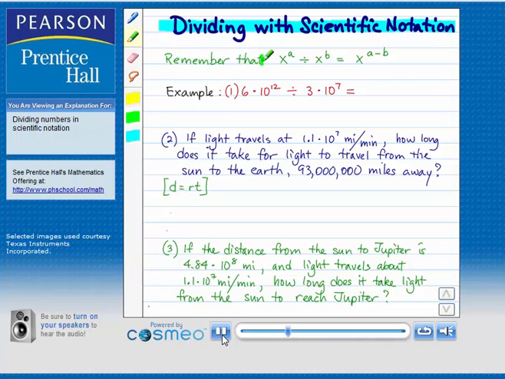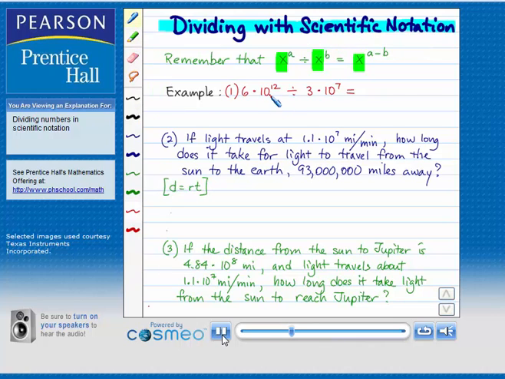Alright, now in general, remember that when you're dividing variables or numbers with exponents, you subtract the exponents. The base must be the same, so x to the a divided by x to the b is x to the a minus b. The base remains the same, and I subtract the exponents.